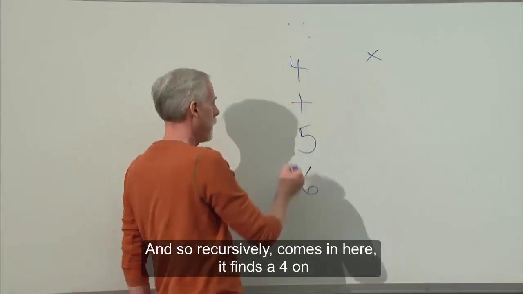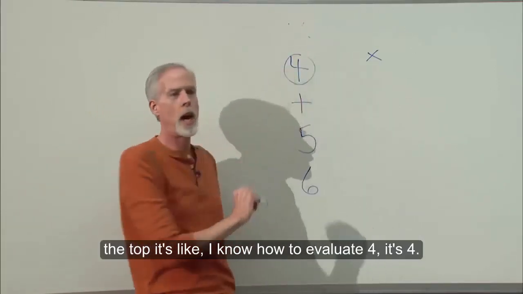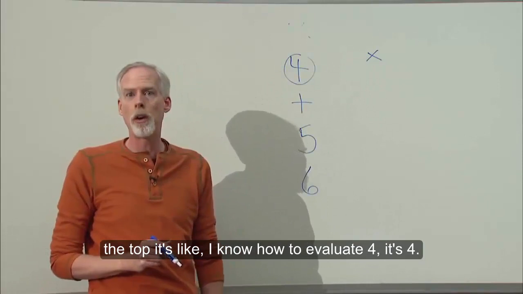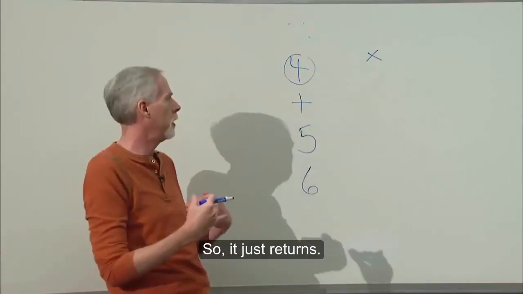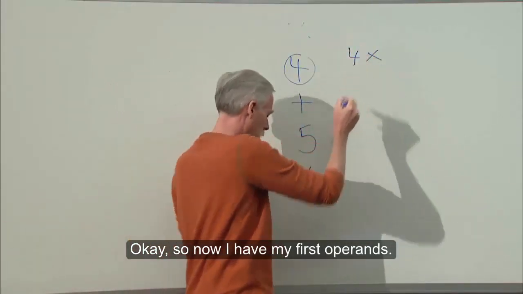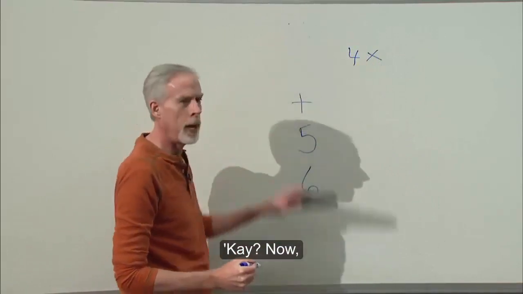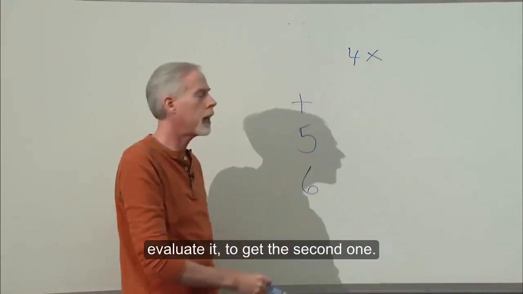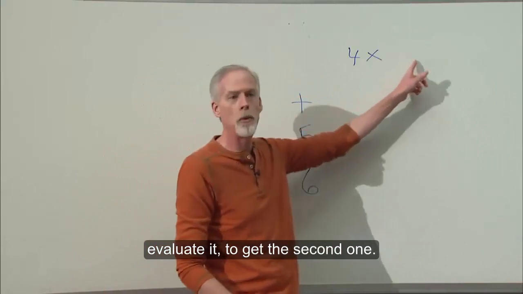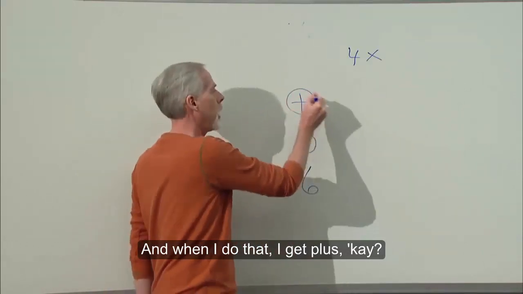And so recursively comes in here. It finds a 4 on the top. It's like, I know how to evaluate 4. It's 4. So it just returns. Okay? So now I have my first operand. Now I take the rest of the stack and evaluate it to get the second one. And when I do that, I get plus.